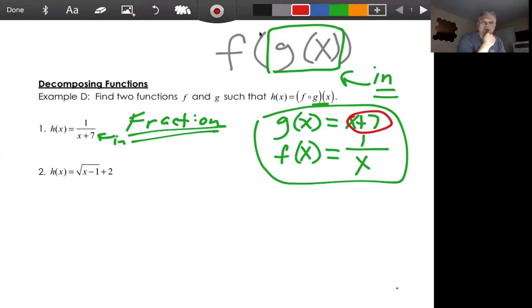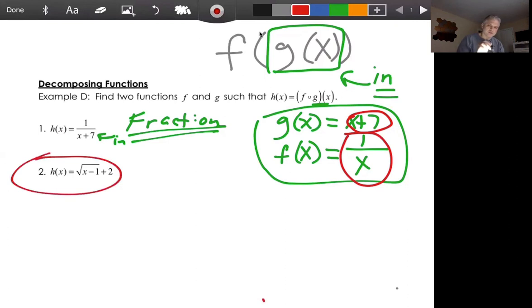Now there are more solutions than just one for most of these here. I like this question a lot because I think it's pretty straightforward. Number one, I think there's a 1 over something, and that something is the x plus 7. So I'm hoping that one is pretty clear to you. So you get x plus 7 for g of x and 1 over x for f of x. All right, now let's look at h of x. Number 2, h of x, that is.